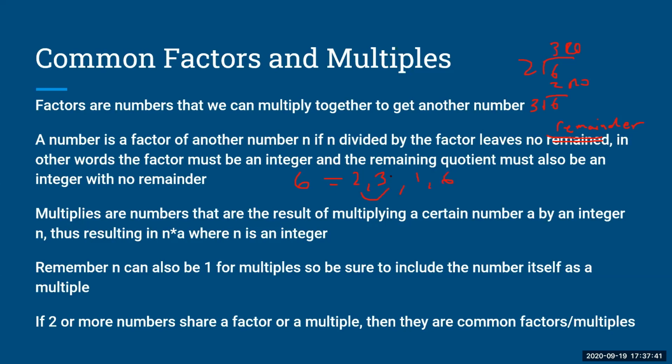Multiples are numbers that are the result of multiplying a certain number a by an integer n, resulting in n times a, where n is an integer. Remember that n can also be 1 for multiples, so make sure you include the number itself as a multiple. For example, multiples of 6 would be 6, 12, 18, 24, and so on, because this is 6 times 1, where n is 1, 6 times 2, n is 2, 6 times 3, n is 3. And finally, if two or more numbers share a factor or multiple, then they are common factors or common multiples. And you guys already know this.